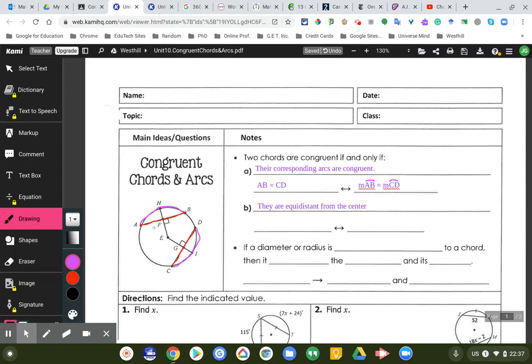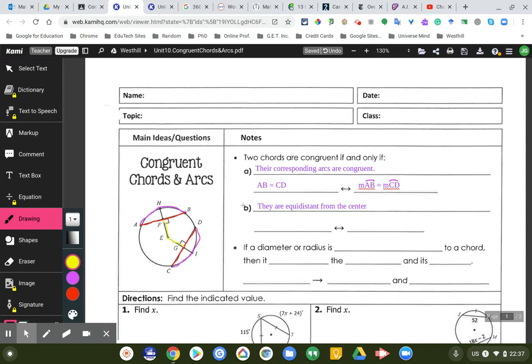So that means that AB is equal to CD, and EF is equal to EG. We already know that. We already know about that. So now we do EF and EG.